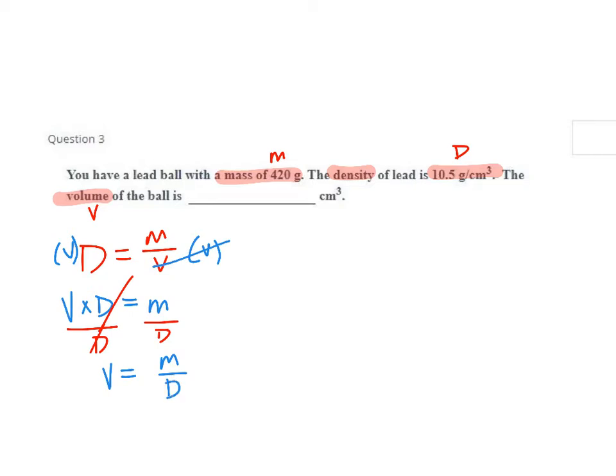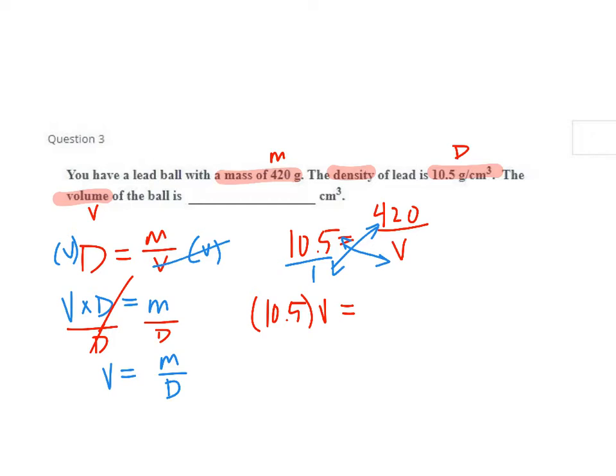All right, so I can either set up my equation that way or continue setting it up the way that we've practiced. So the density is 10.5, the mass is 420, and the volume is unknown. So like we practiced before, if I've got a fraction on the right, I want to make a fraction on the left, and I'm going to cross multiply. So on one side, you get 10.5 times V. On the other side, you get 420 times 1, which is just 420.